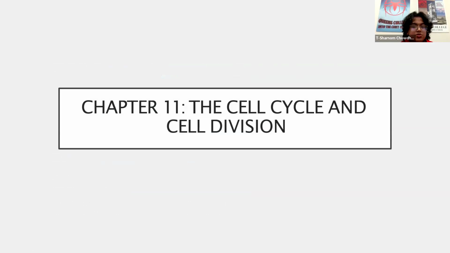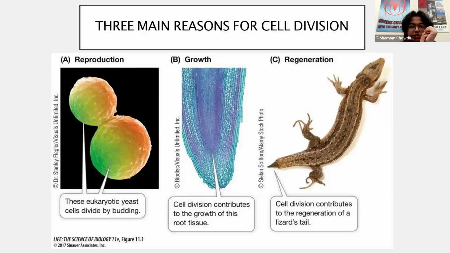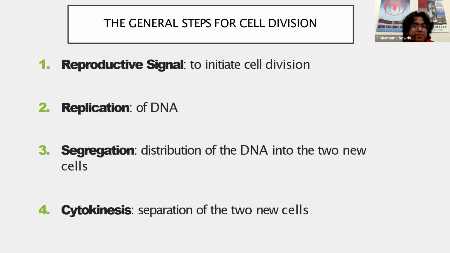So now we're going to move on to the cell cycle, cell division. This is a long chapter going over mitosis and meiosis. So 3 main reasons for cell division. 1, reproduction. Obviously, organisms need to reproduce. They could reproduce through various methods, but one of the main reasons for cell division is reproduction. Another reason is growth, and then another reason is certain animals are also able to regenerate parts of themselves. So reproduction, growth, and regeneration are the 3 main reasons for cell division.